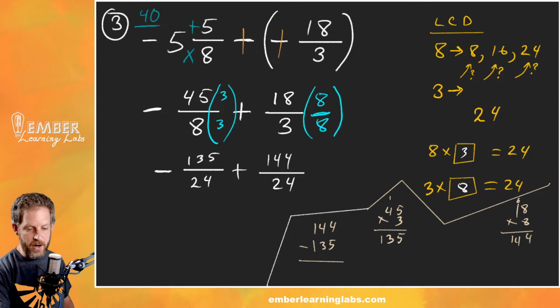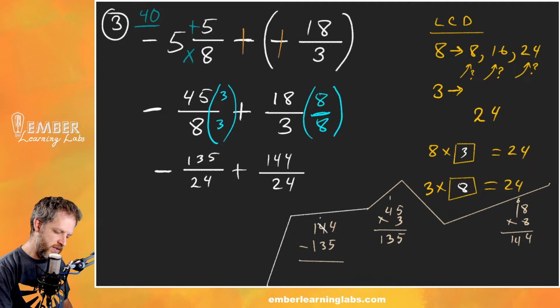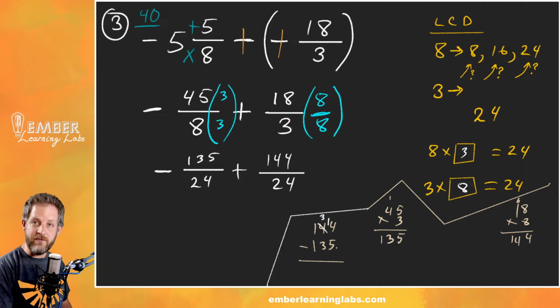Can't do that. We've got to borrow. This turns into a 3, and we put a 1 right there. What is 14 minus 5? It is 9, and then this is 0, and that's 0, so the answer is 9.